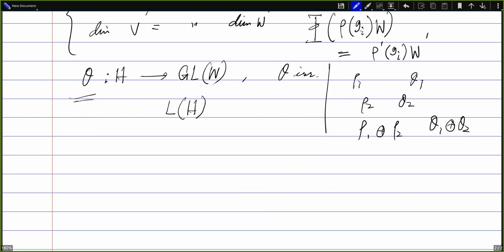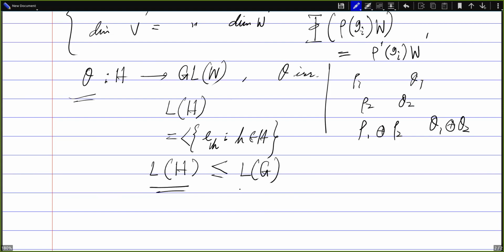Okay. Now what is LH? LH is the span of EH, right? Okay. So we now observe that LH can be viewed as a subspace of LG. Please be careful. Here the containment is the following, that every function defined over H can be viewed as a function defined over G if you put the value 0 at every point outside H.